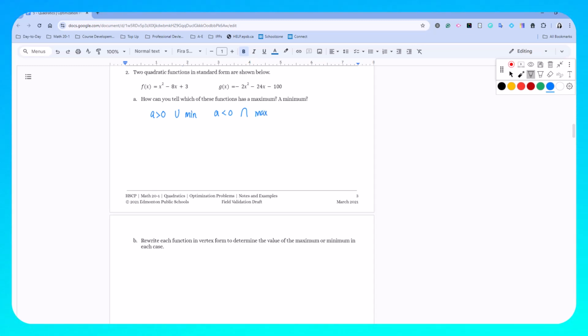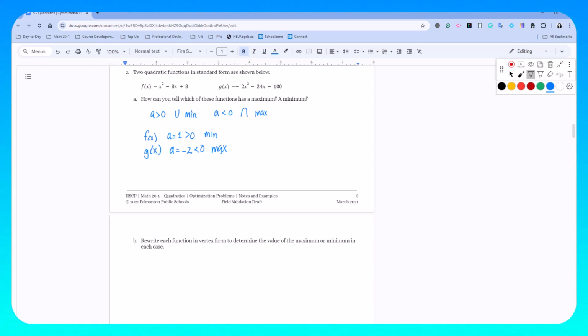So we know that, and we look at f of x, and for f of x, a equals 1, which is definitely greater than 0. So we know f of x is going to have a minimum value, and we know that for g of x, a equals -2, and that's less than 0. So we know that g of x is going to have a maximum. Now the next part here is asking us to write the function in vertex form. So we're going to be doing a little completing the square here.